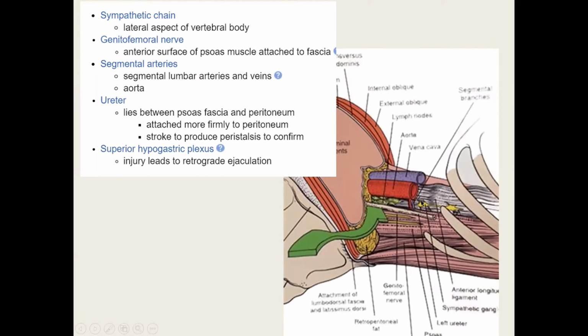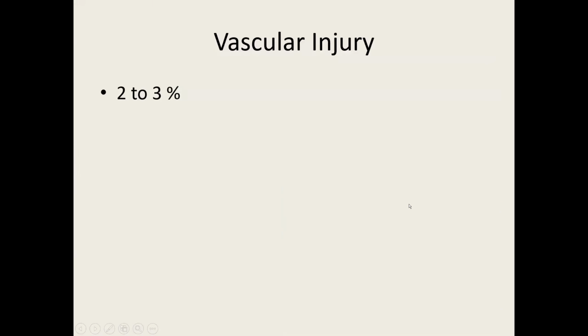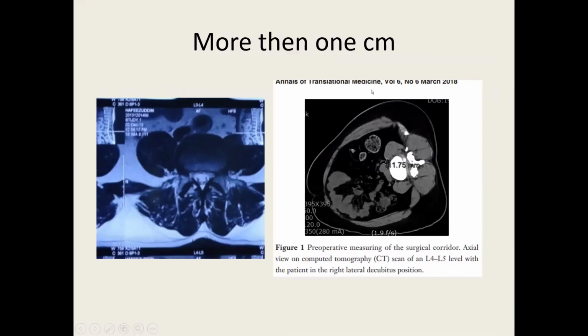This anatomy has already been explained: the genitofemoral nerve is on the psoas, you have the ureter here, you have the sympathetic chain, and you have the segmental vessels. Vascular injury is not very common; it is a 2% incidence. To avoid that, as Dr. Srikanth told, one has to look at the MRI.